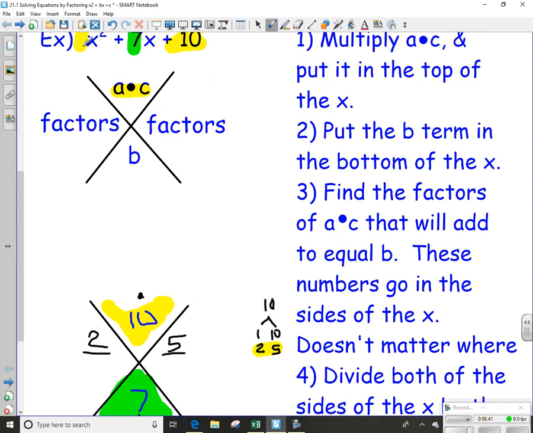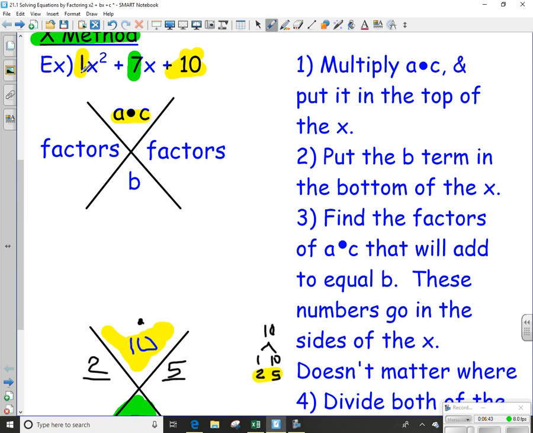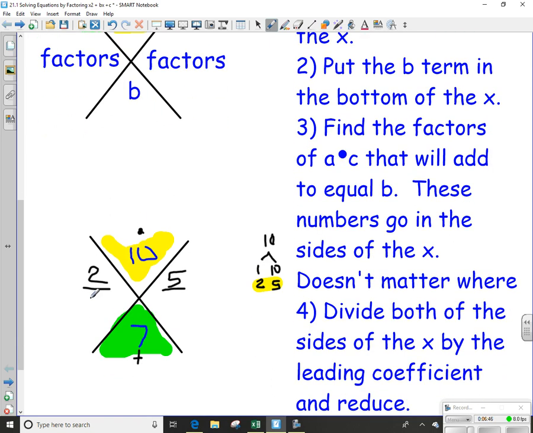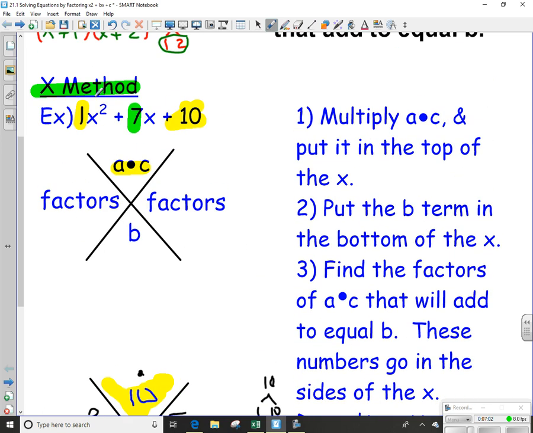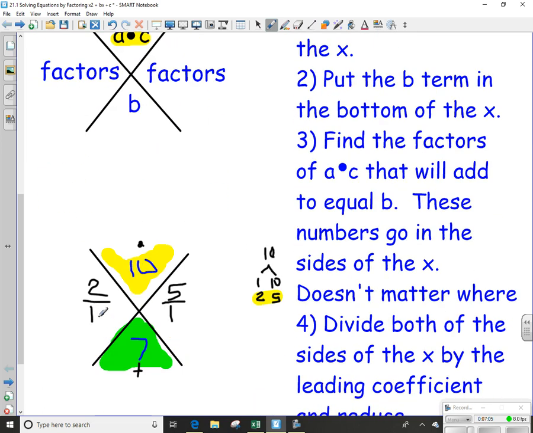I always now take my a value, which in this case, remember, was that understood 1 in front of the x squared, and I divide each of those numbers by a. To be honest, guys, in this chapter, in this station, your a value is always going to be 1, so I'm always just dividing by 1. Now, because of the x squared in the front, I'm going to put an x down there in the bottom of the ones, with the ones in the bottom of each of those fractions. And now I really have my answer.